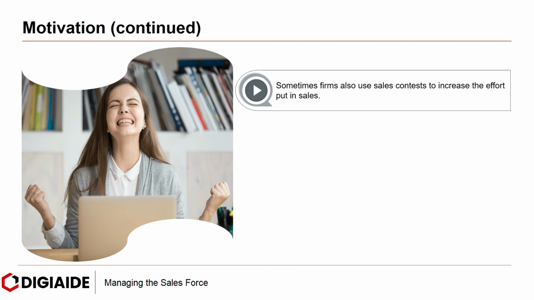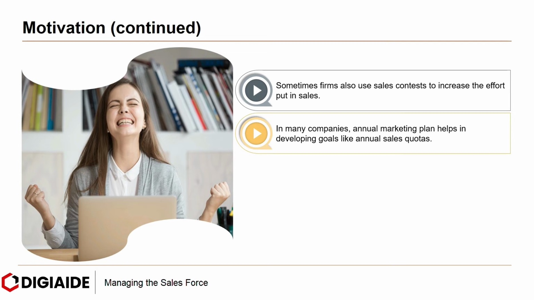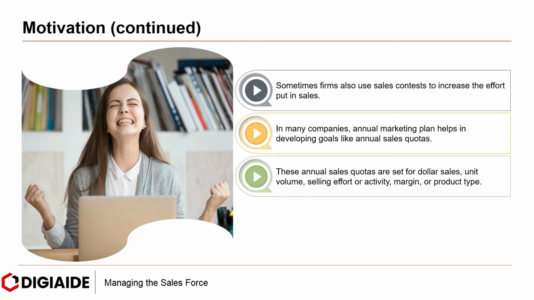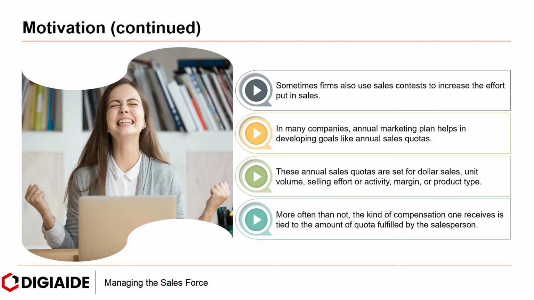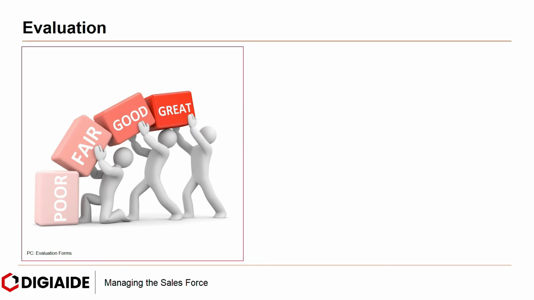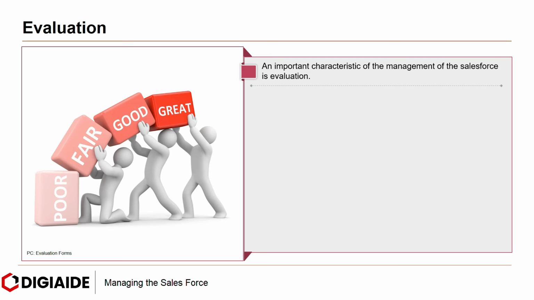Moving further, sometimes firms also use sales contests to increase the effort put in sales. In many companies, annual marketing plan helps in developing goals like annual sales quota. These annual sales quota are set for dollar sales, unit volume, selling effort or activity, margin or product type. More often than not, the kind of compensation one receives is tied to the amount of quota fulfilled by the salesperson. And finally, evaluation. An important characteristic of management of the sales force is evaluation.